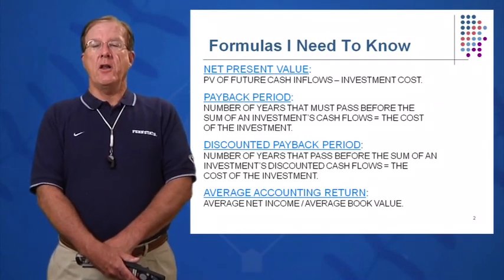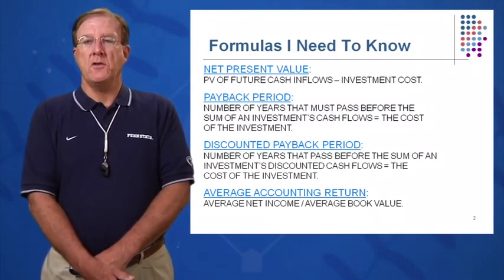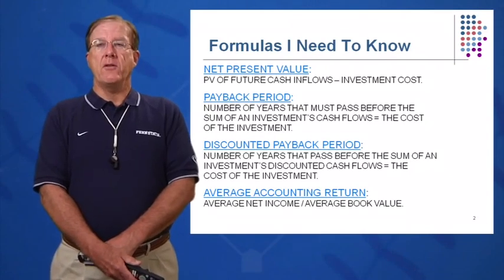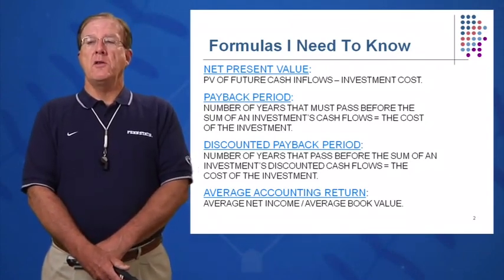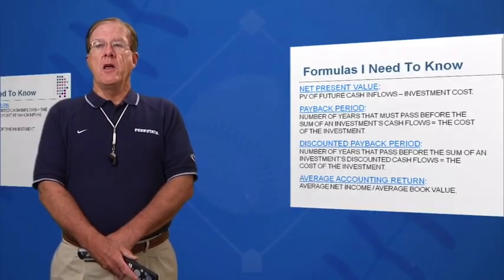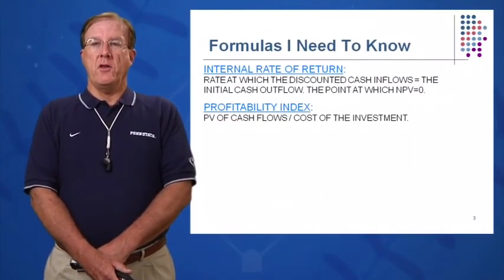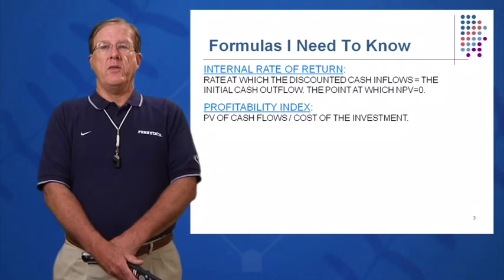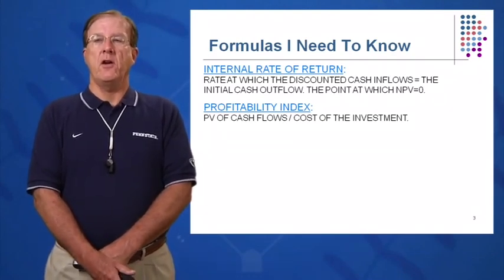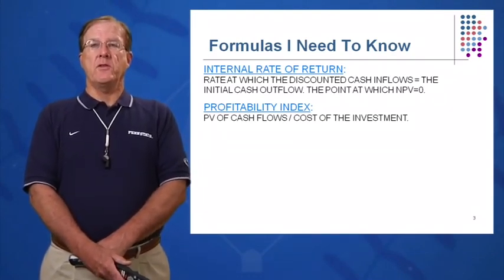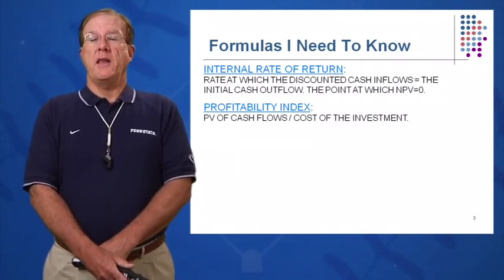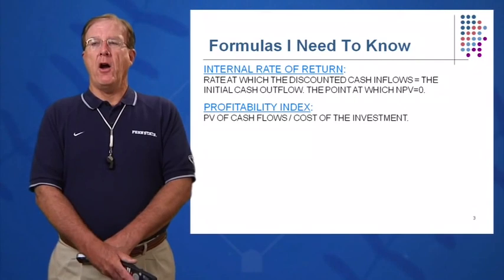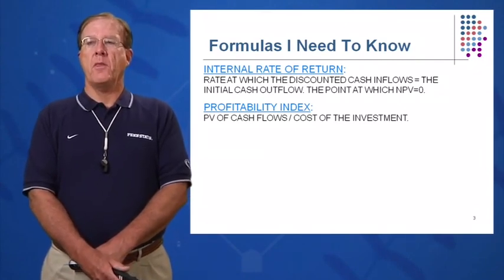Average accounting return is average net income over average book value. So we can use 2 common accounting pieces of information that are readily available to calculate the average accounting return. Another very important and heavily used method is internal rate of return. What is exactly internal rate of return? The rate at which the NPV is equal to 0, or the rate at which my discounted cash inflows equal my initial cash outflow. So we'll look at IRR, a very heavily used method.